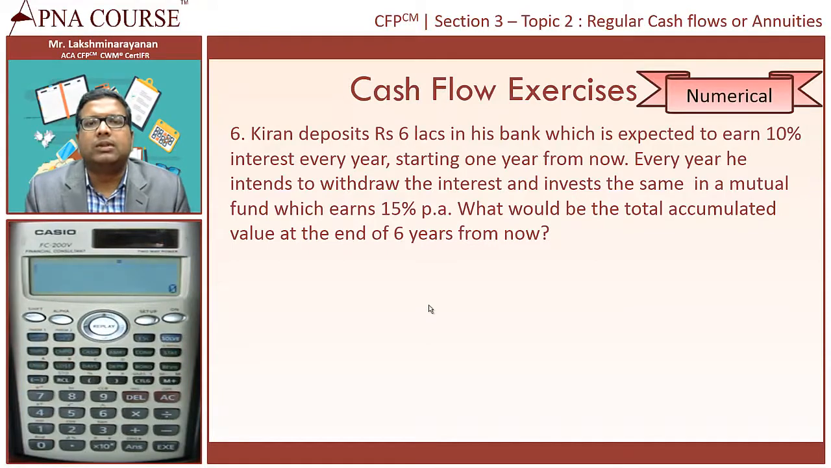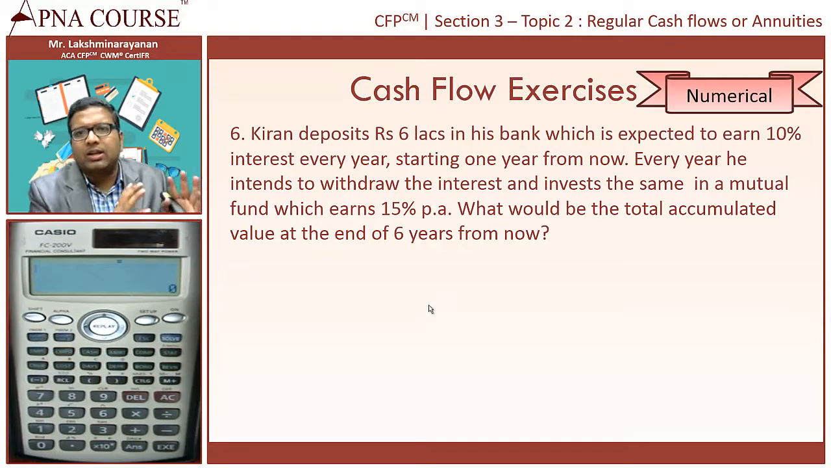Next question. Kiran deposits rupees 6 lakh in his bank account, which is expected to earn 10% interest every year, starting 1 year from now. Every year, he intends to withdraw the interest and invests the same in a mutual fund, which earns 15% per annum. What would be the total accumulated value at the end of 6 years from now? So how will you approach this question?